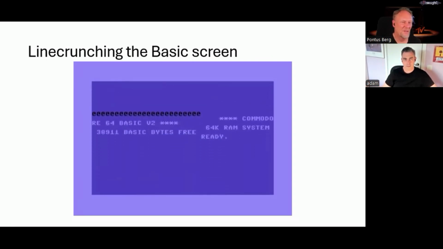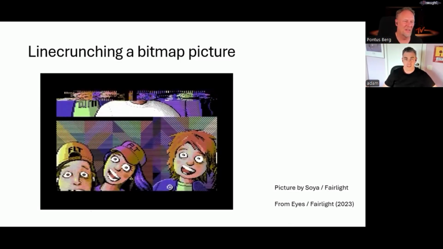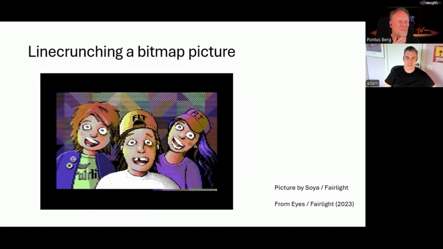Right. Okay. And now we will have line crunching using a bitmap picture. Now I fully understand the offset thing that we're seeing here. So two things to note here.